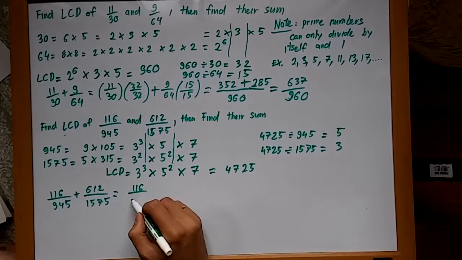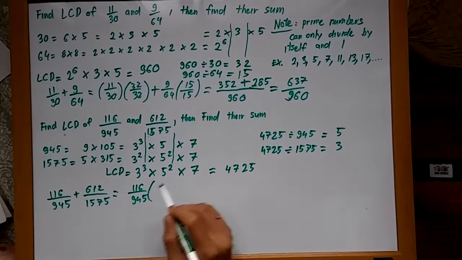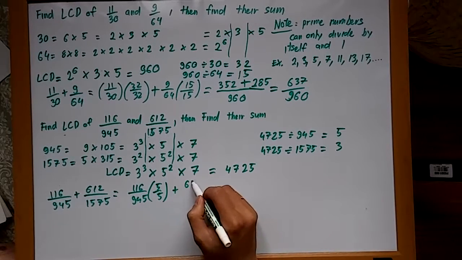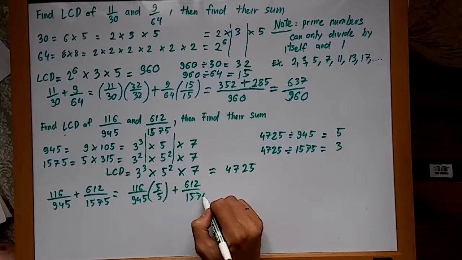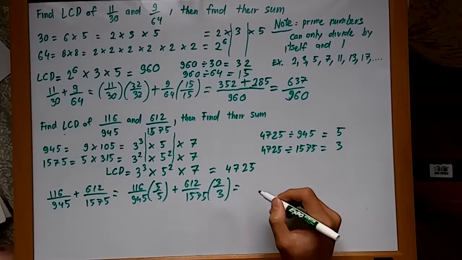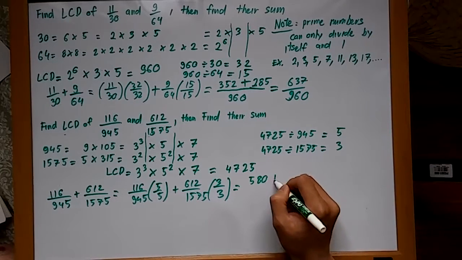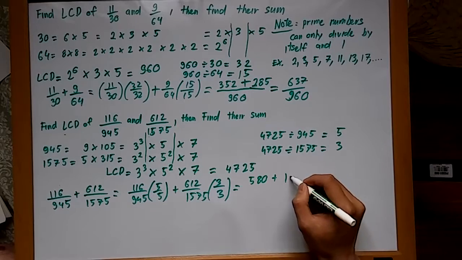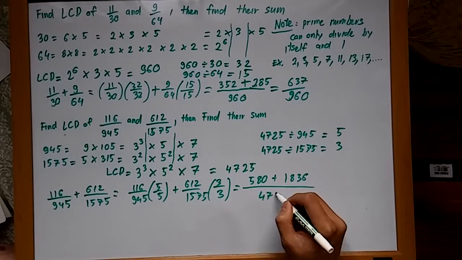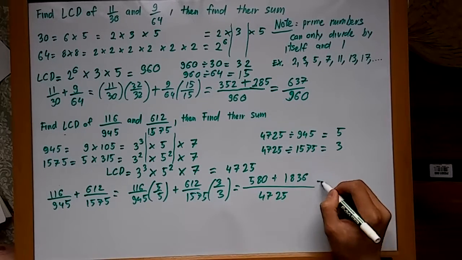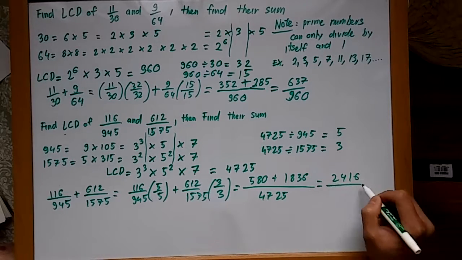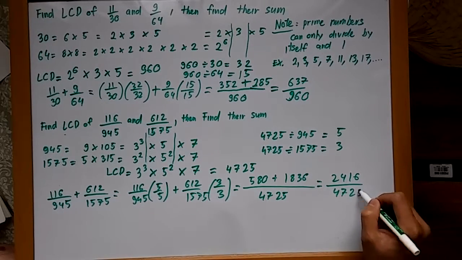So 116 over 945 times 5 over 5 plus 612 times 3 over 3, we get, let's see, 580 plus 1836 over 4725, and our final answer comes out to be 2,416 over 4725.